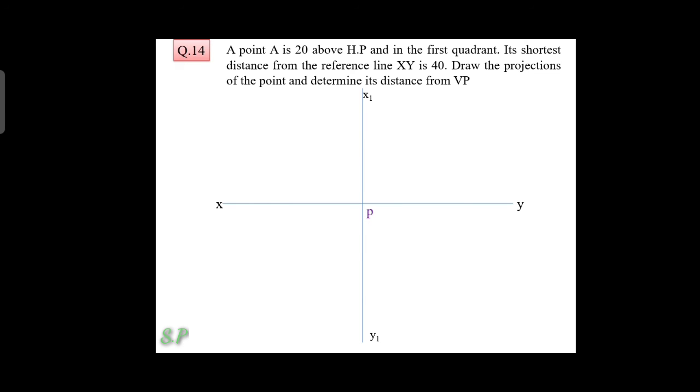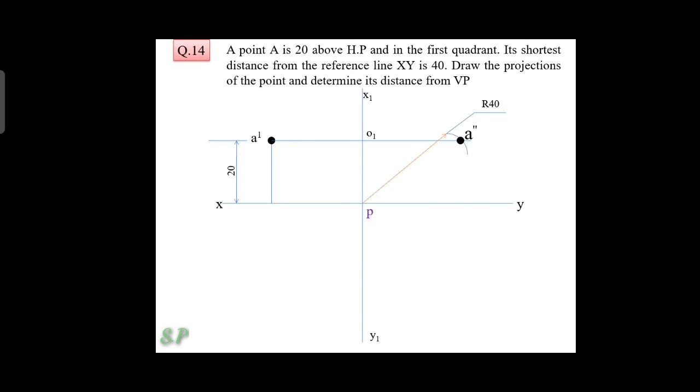Next, from the point P in the left side direction at any convenient distance, you draw our A point projector. A is 20 above HP, so that is the front view point A dash. From A dash you draw a straight line horizontally, parallel to the XY reference line. In the question, its shortest distance from the reference line XY is 40. So with P as center and 40 mm as radius, you draw an arc on the A dash extension line. The intersecting point you note is the side view point, A double dash.